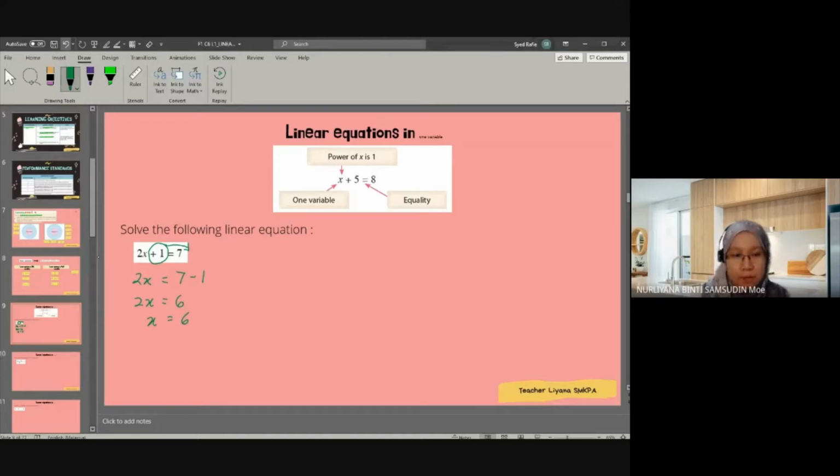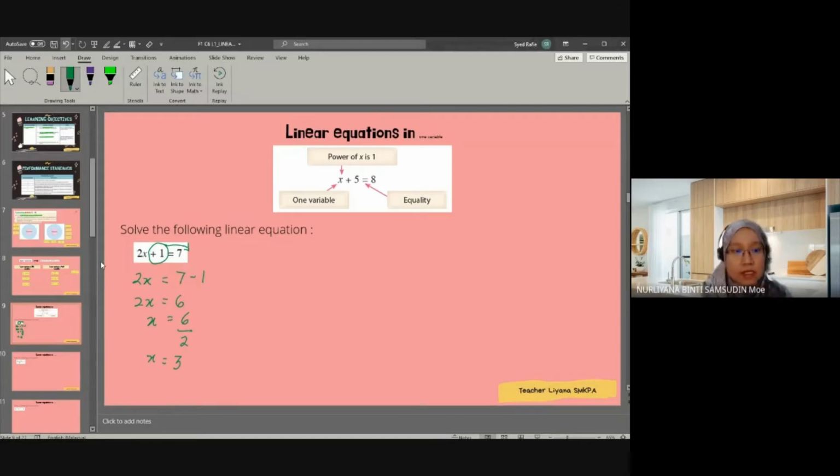2x means 2 times x. So, if 2 times x goes to the opposite side, it will become divide by 2. The x doesn't move anywhere. It stays there. So, the 2 just now is actually 2 times x. It's multiply, right? So, when multiply, the opposite of multiply is divide. So, it becomes divide by 2. So, x equals 3. So, this is how you solve the linear equation.